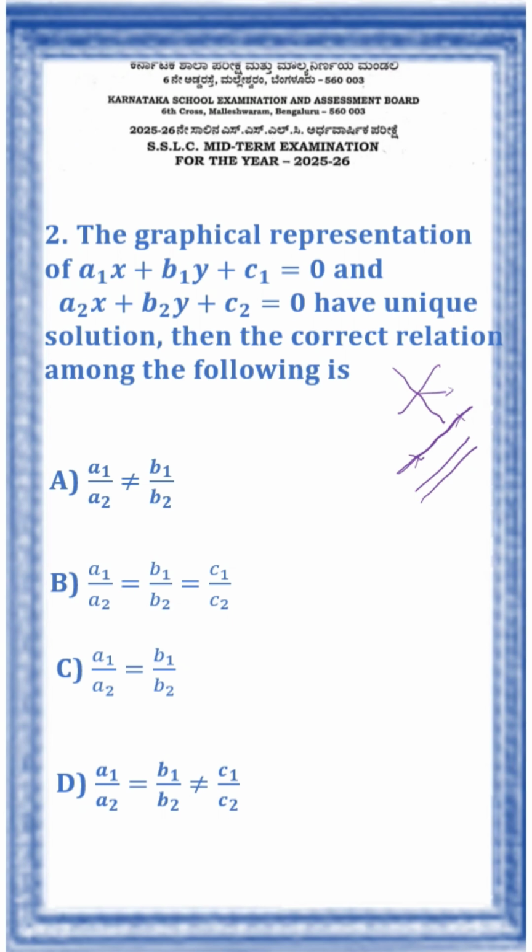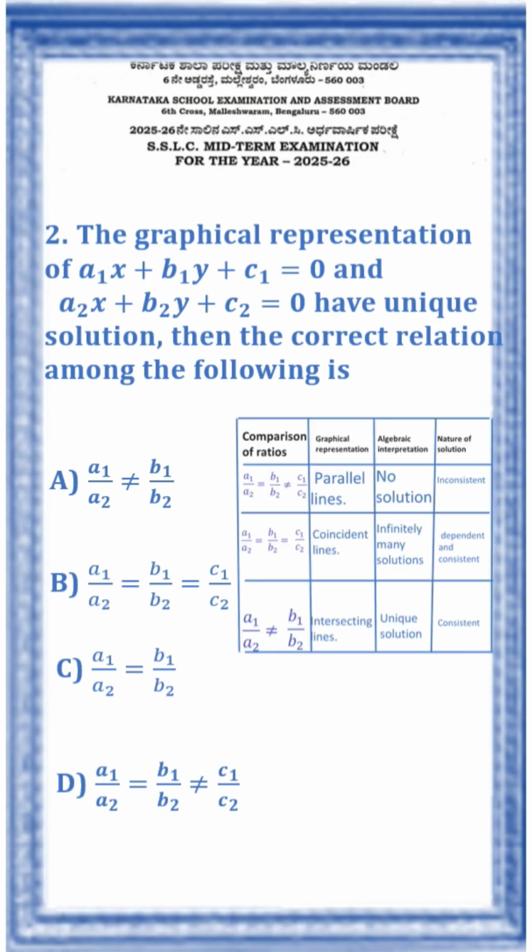If you can't remember this solution very immediately, you can have this chart. Please remember this chart. Write the chart neatly in your paper and hang it on your table or anywhere. Daily read once or twice. No other option. Okay. Here you can observe that unique solution is this one. A1 by A2 is not equal to B1 by B2. So option A is correct.